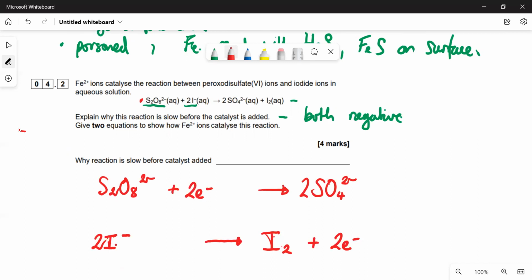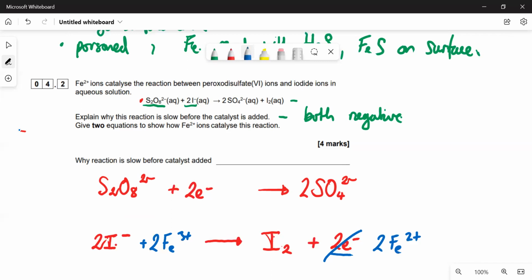Now, the way this catalyst works is these electrons which are given away here are actually given away to the Fe3+ ions. So I'm going to put the Fe3+ ions here. Get rid of those electrons, they're gone. If you give an electron to an Fe3+ ion, you turn it into an Fe2+ ion. So you've got that there.